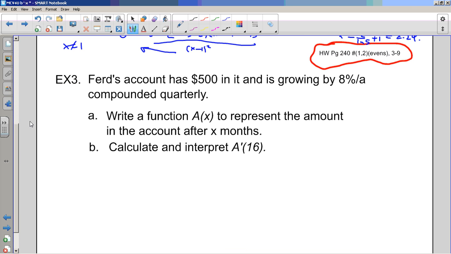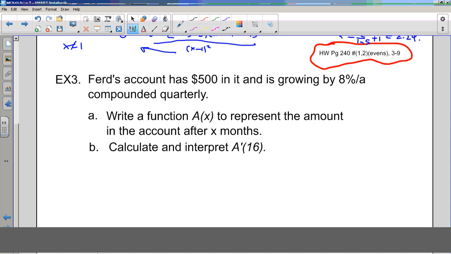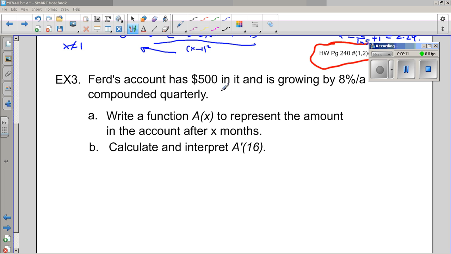An application. Example 3: Ferd's account has $500 in it, and it's growing by that much, compounded quarterly. We're asked to write a function to represent the amount in the account after x months, and then calculate and interpret A prime at 16.